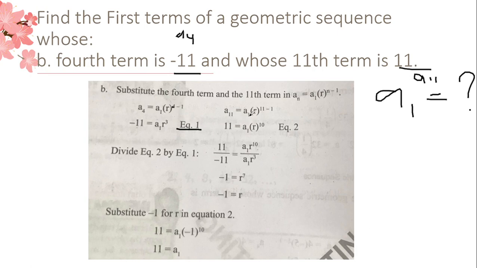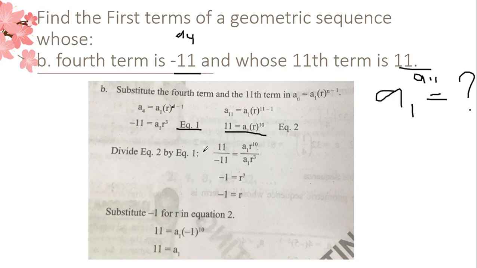Next, we will also be putting here ang atong 11 na term. So we have a sub 11 is equal to a sub 1 times r to the power of 11 minus 1. So, ang ato ika-11 nga term kay 11. And then, a sub 1 times r, ang ato n kay 11, minus 1. So, we have 10 here. So mao ni ang ato equation number 2.